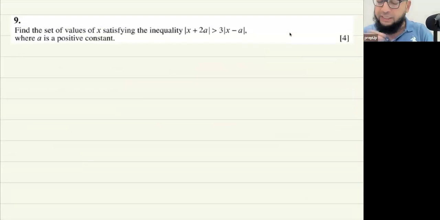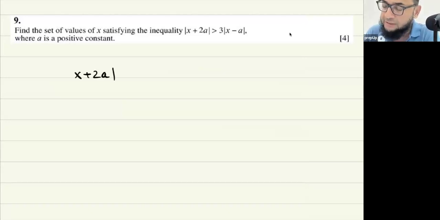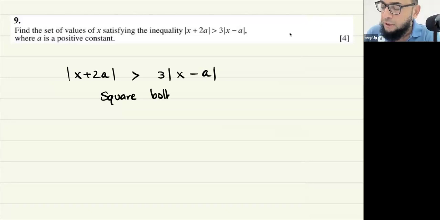Let's look at this question. Now this one you have to solve algebraically because nobody will take the value of a. State the set of values of x satisfying this inequality where a is a positive constant. x plus 2a modulus is greater than 3x minus a modulus. Again, square both sides. So when we square both sides, what happens?